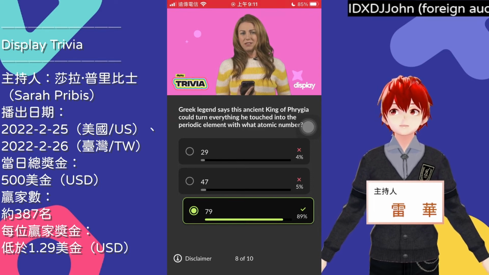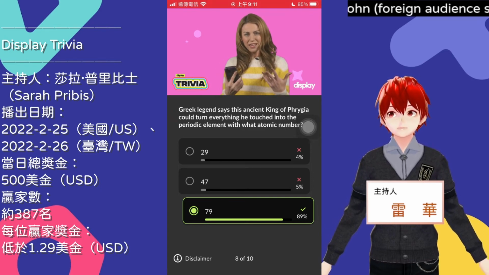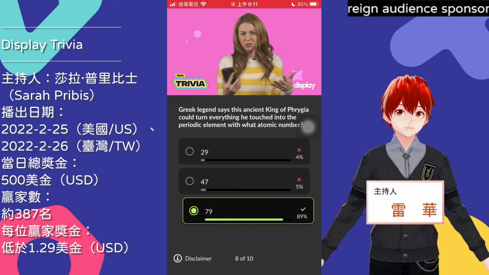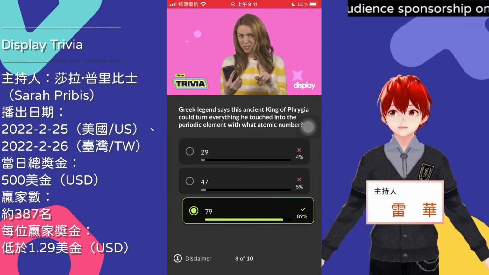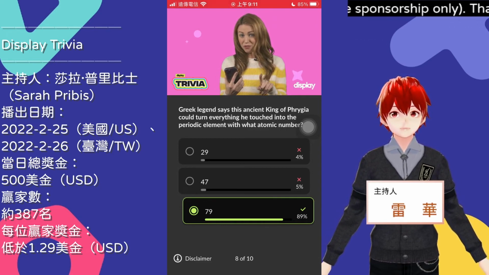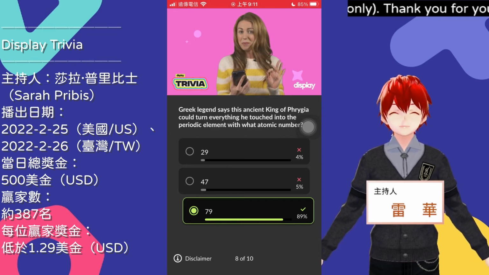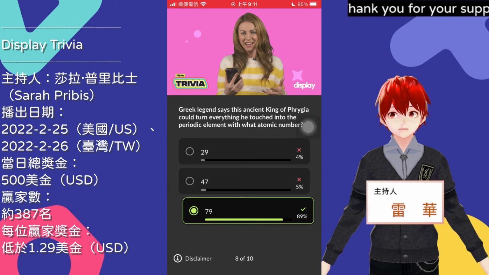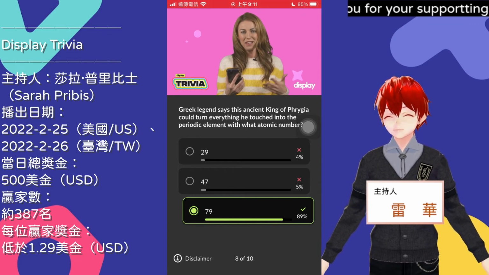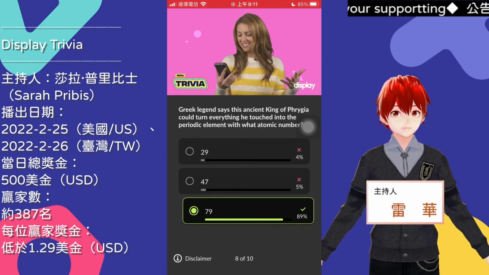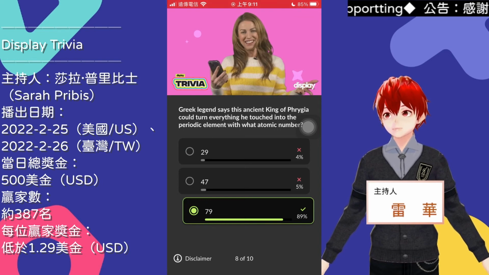This Greek legend is that of King Midas, who wished that everything he touched would turn, not to copper with 29 protons per atom, or silver with 47 protons per atom, but to gold, the only periodic element with 79 protons, giving it an atomic number of 79. 89% of you got that.